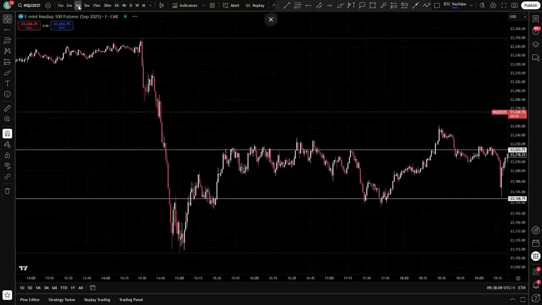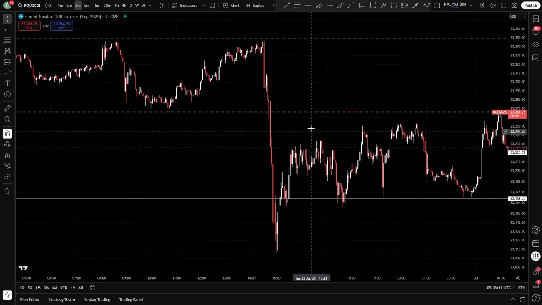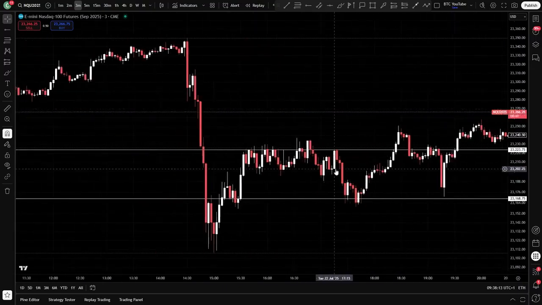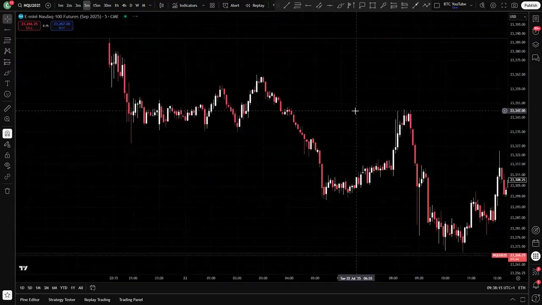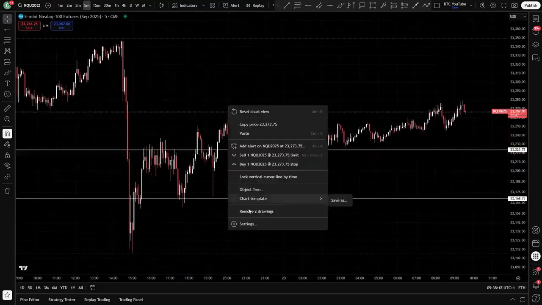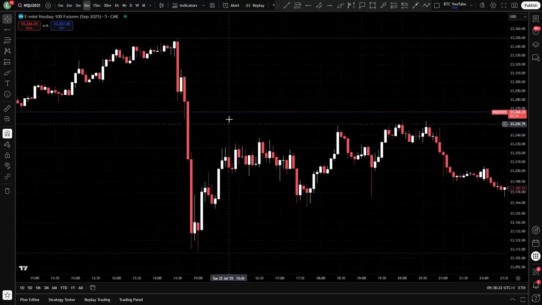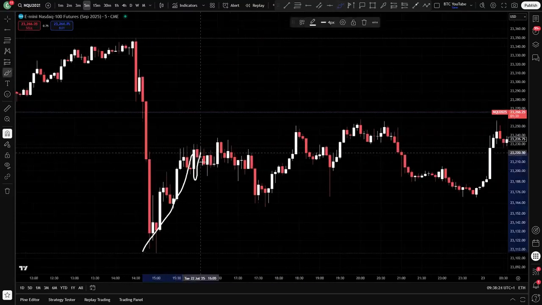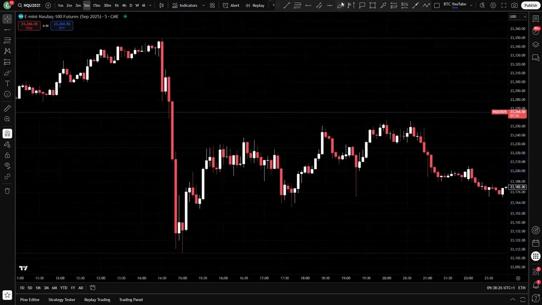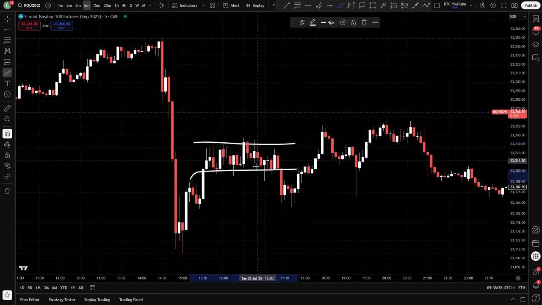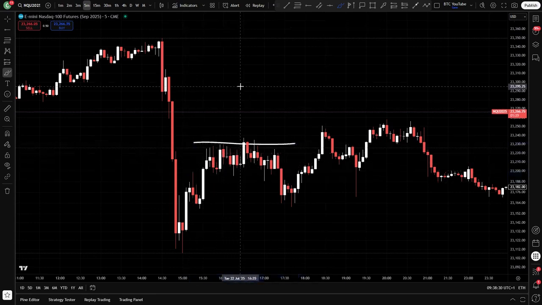There was an entry that you could have taken. Let's have a look here. Was it a 3-minute or was it a 5-minute? I think it was a 5-minute. There was a potential entry that you could have taken, which was here. After we came up, we consolidated here. We created a new area of accumulation. You can see this is clearly accumulation for essentially an hour or two.